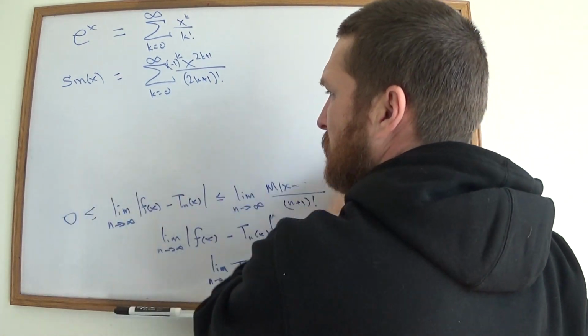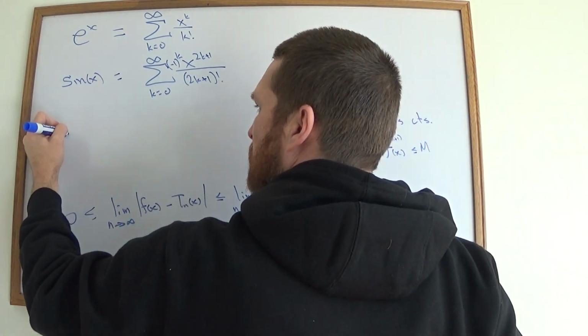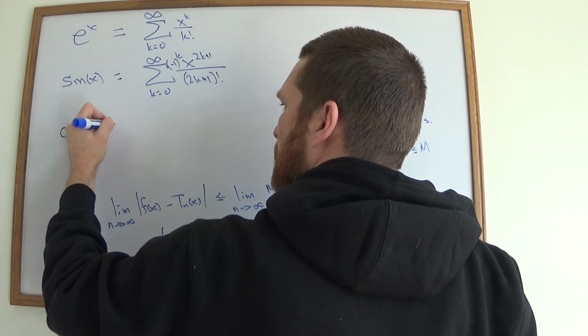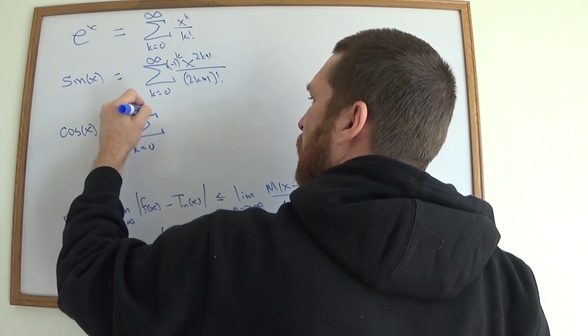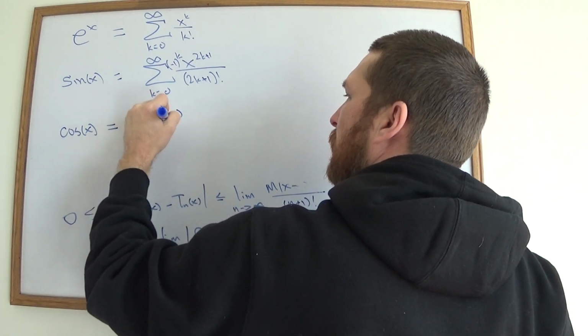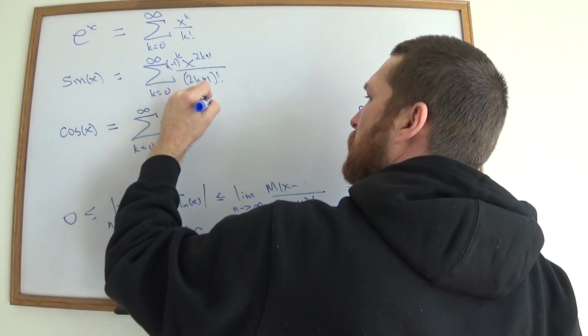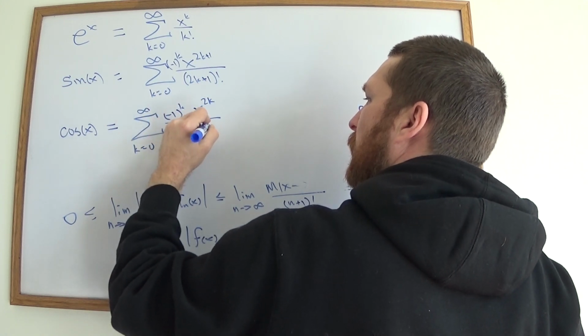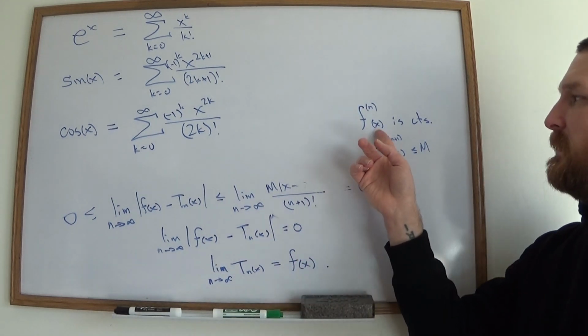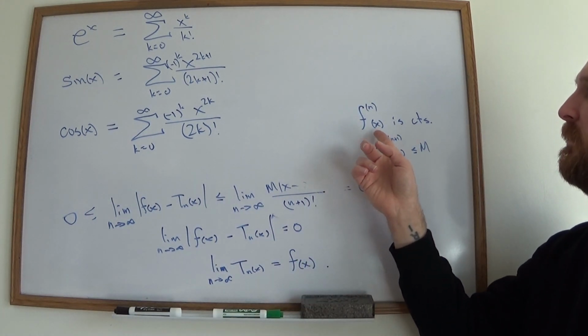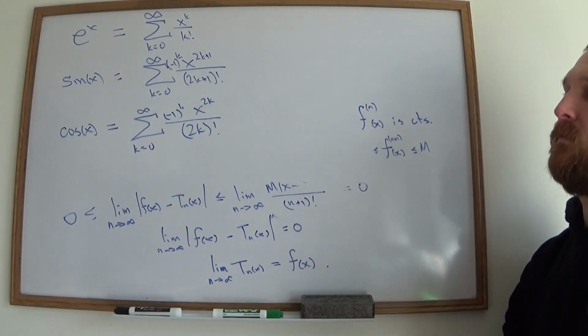We could say for certain that cosine x is equal to the sum as k goes from 0 to infinity of negative 1 to the k, x to the 2k, all over 2k factorial. These all work, right? Because in each case, every one of the nth derivatives is continuous.